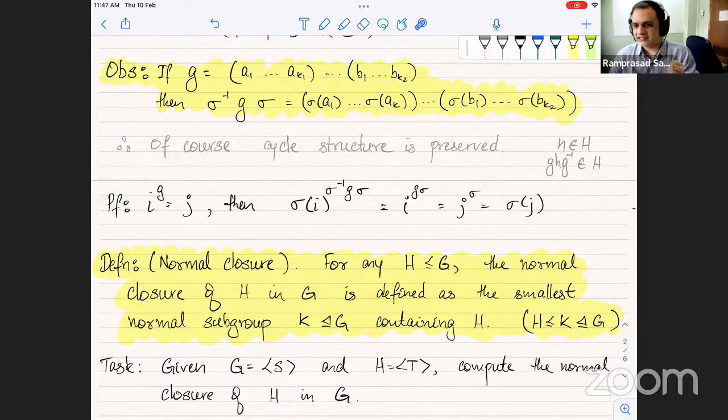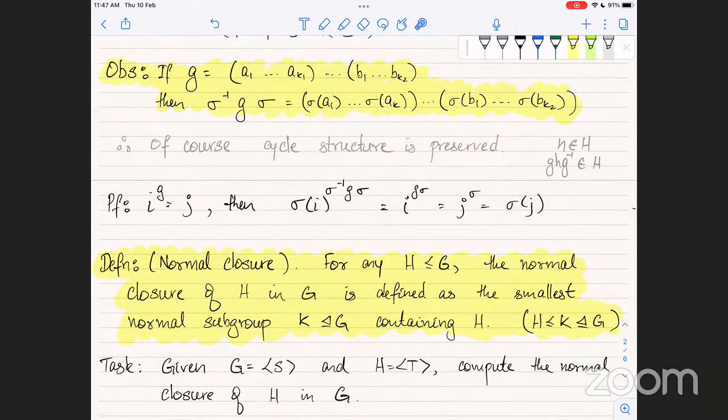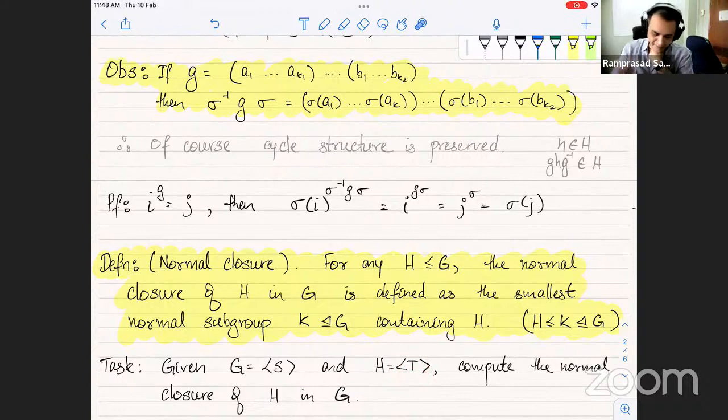Can someone outline what algorithm you would want to use at this point? What would you want to do? I give you a generating set T, which happens to be a subset of some other generating set S. So S and T are what is given to you as input. And what I expect from you is to compute a generating set for the normal closure, that is, the smallest normal subgroup that contains H, inside G.